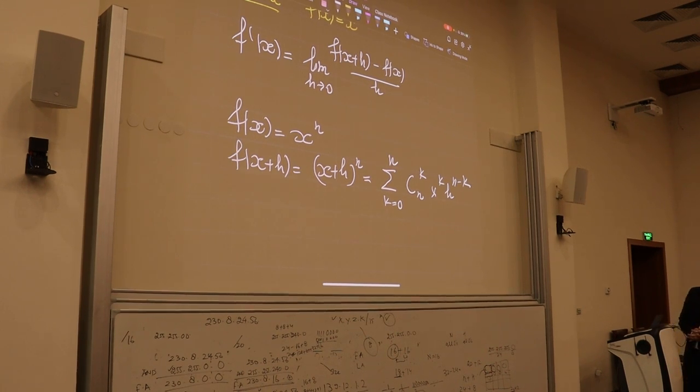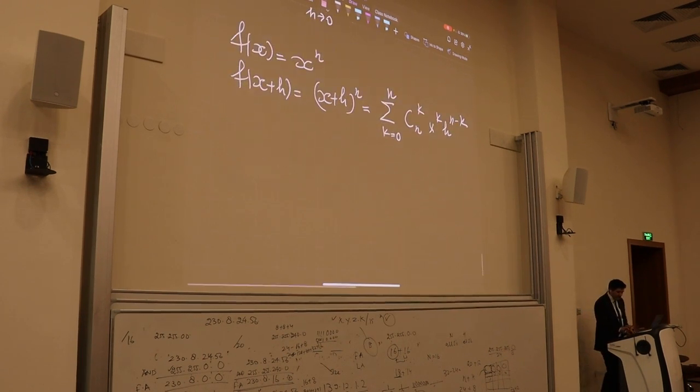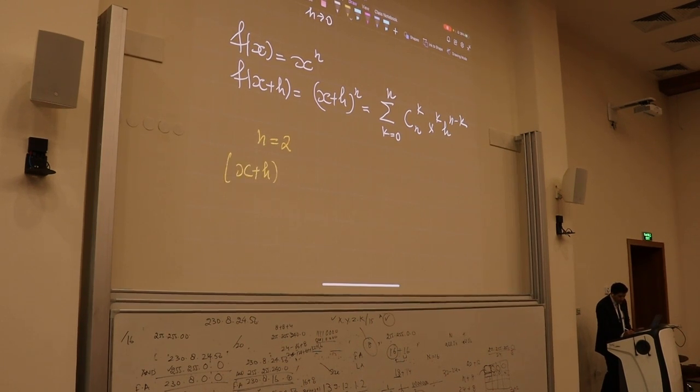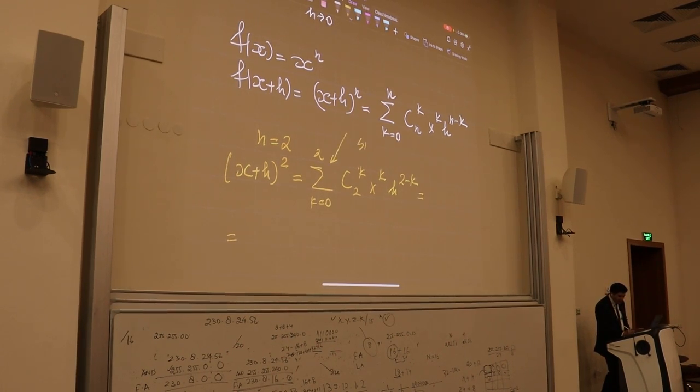Now you know this, right? So I'm going to show it quickly, for example, for the case of 2. Let's say n is equal to 2. Then what is x plus h to the power of 2 using this formula? It is going to be the summation of k goes from 0 to 2, C 2 k, x to the power of k, h to the power of 2 minus k. Okay? So I hope that you still remember how the sigma notation works, right?